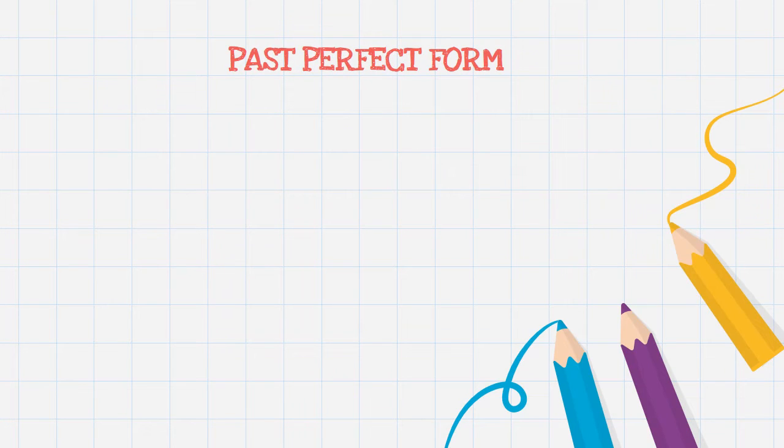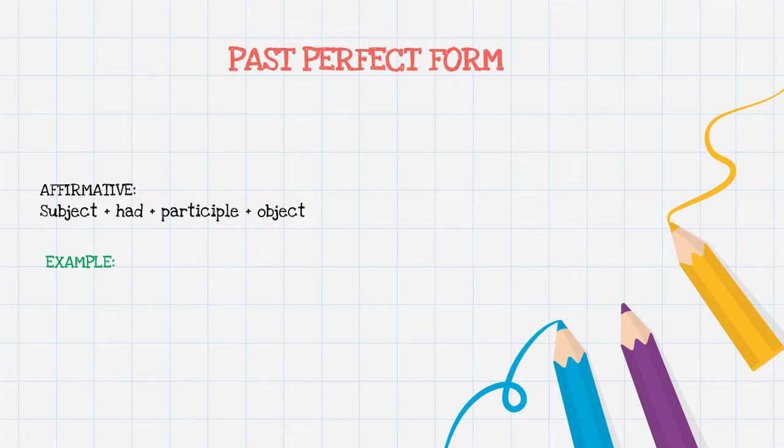Let's talk about the past perfect form. How are we going to write or use the past perfect? So in the affirmative, we use subject plus had plus the verb in past participle plus the object. One example is, he had seen that film 1 month ago.